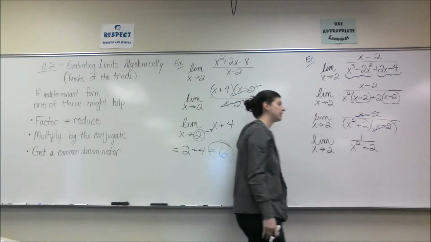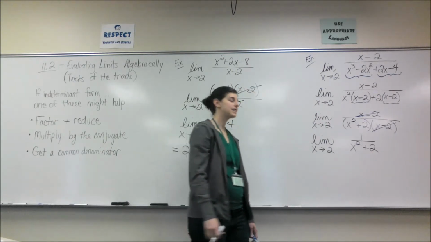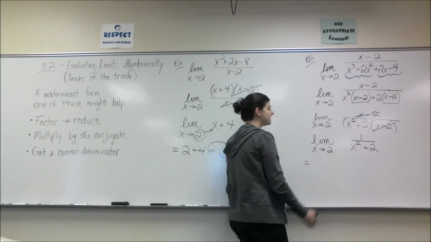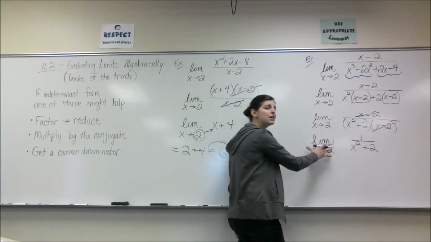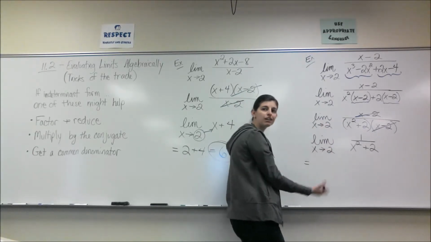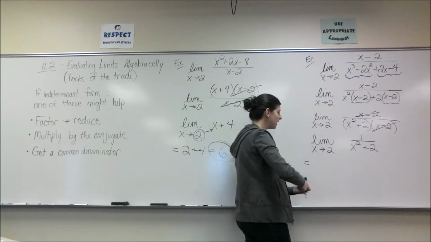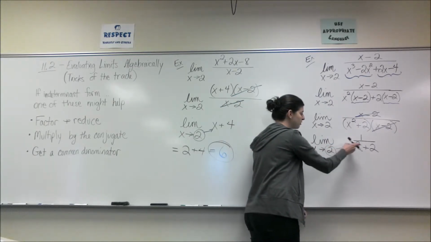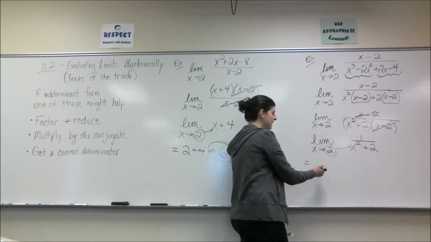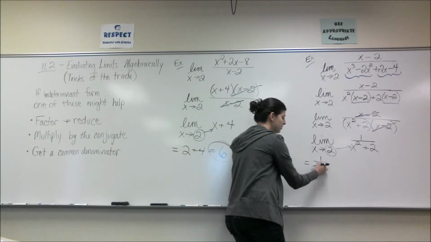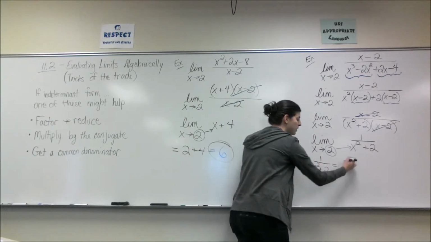You get 1 over 6. Nice, I like this kind of stuff. So this is equal to, again, I'm going to drop the limit notation because I'm now evaluating the limit. I'm plugging the number in. So I'm plugging 2 in for x, and I get 1 over 2 squared plus 2, which is 1/6.